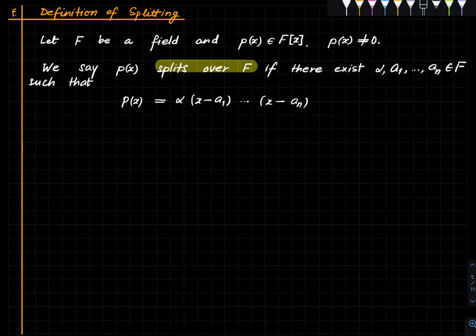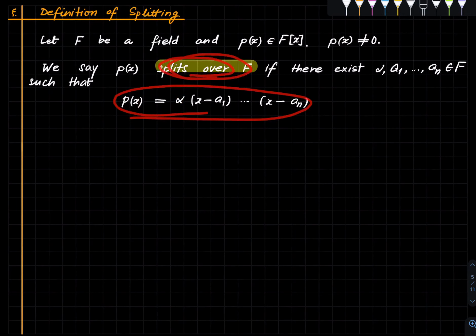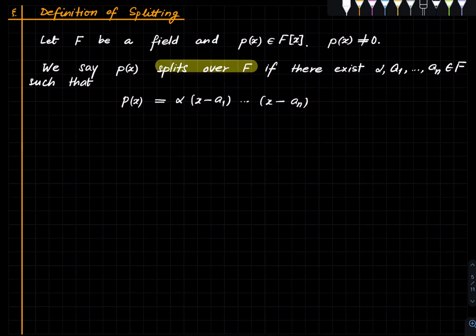So we are not insisting that these are distinct or anything. They could be the same. All of them could be equal. So we say that p(x) splits over F if one can find such scalars. This alpha is just there to take care of the leading term of p(x). If p(x) were a monic polynomial, then this alpha would be 1. So I hope the definition is clear. It's a fairly simple definition. And let's see some examples.